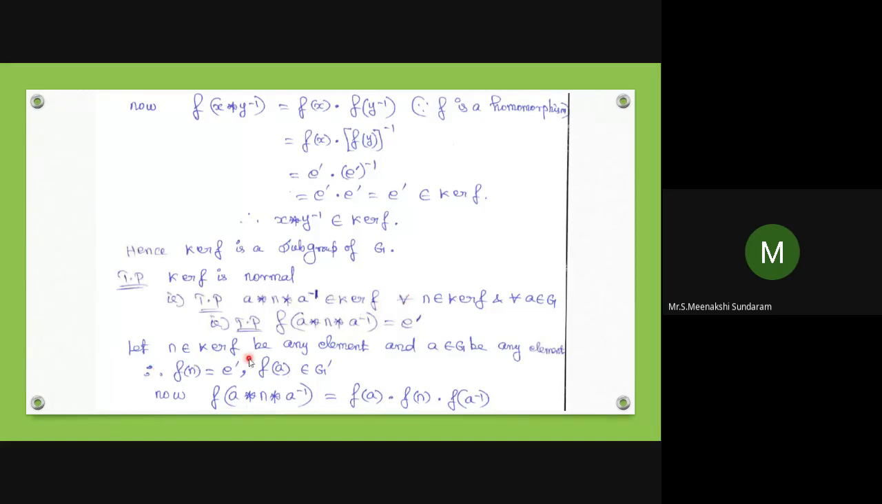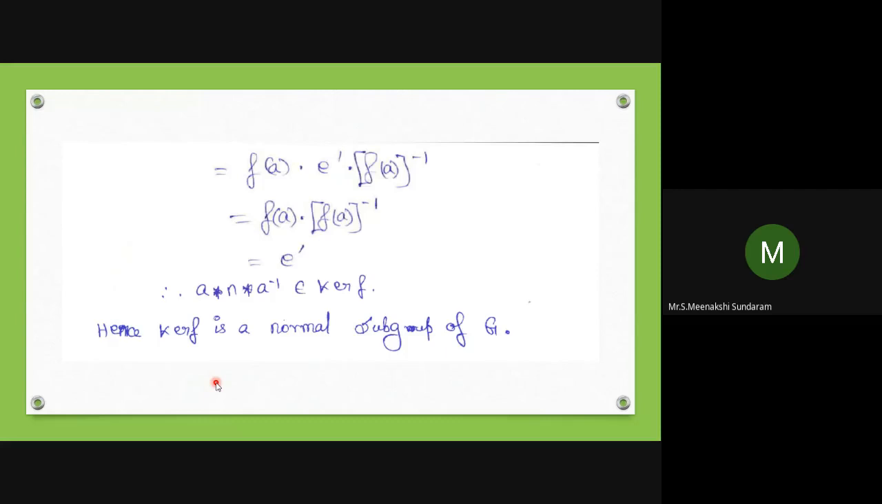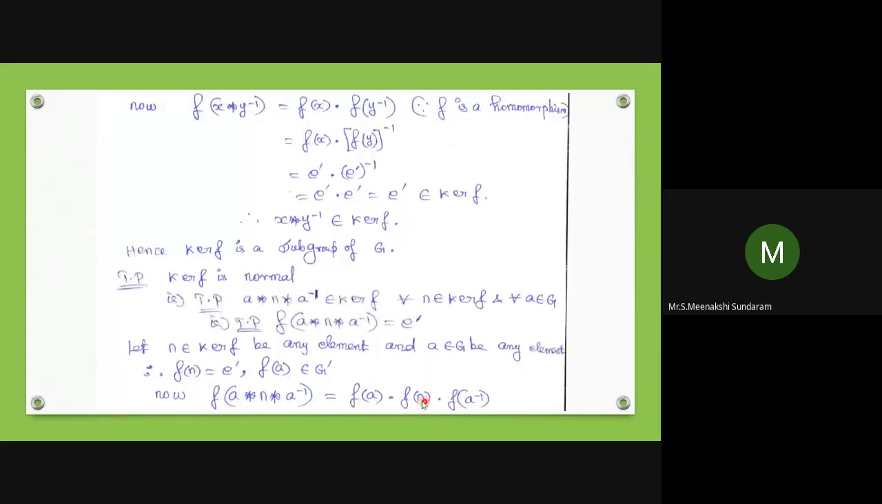Let n belongs to kernel f be any element and a belongs to G be any element, and two elements we can take from G and kernel. Now f of n is e dash, e dash is the value in the codomain, the identity element in the codomain. Now f of a star n star a inverse, by applying the homomorphism, is f of a star f of n star f of a inverse. But therefore I can take it separately. I can take the next one, f of a, f of n value, f of n is e dash, and since n belongs to kernel, the value of f of n is e dash.